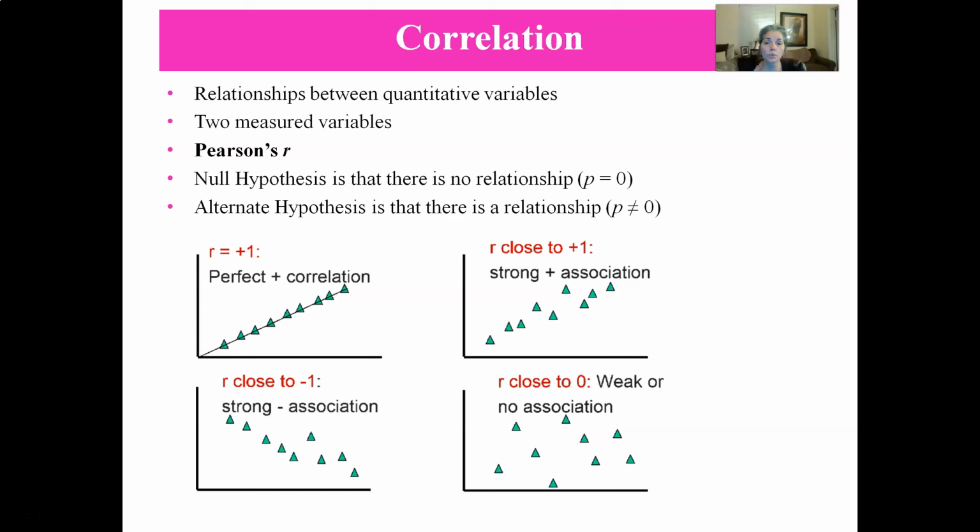So the strength of the correlation is based on the absolute value of the coefficient. So the symbol means nothing. The larger the number, the closer it is to 1, the larger the absolute value, the stronger the correlation. So this is a perfect positive correlation. As one variable is increasing, the other is increasing as well.